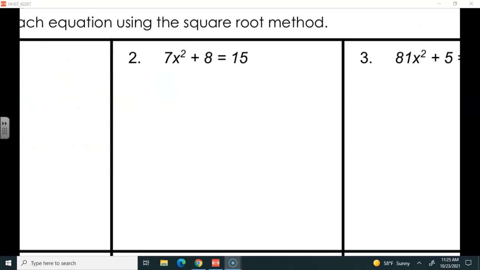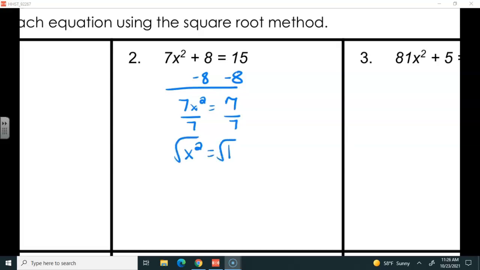In this case, we need to isolate the x squared. We're trying to get x squared by itself. So we're going to subtract 8, and then I need to divide by 7. X squared is going to equal 1. Square root both sides. X equals plus or minus 1.